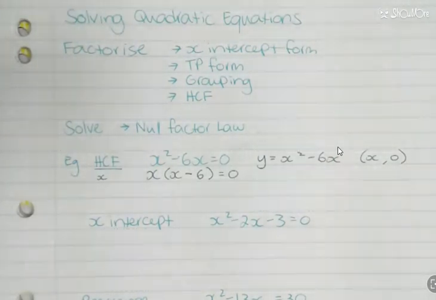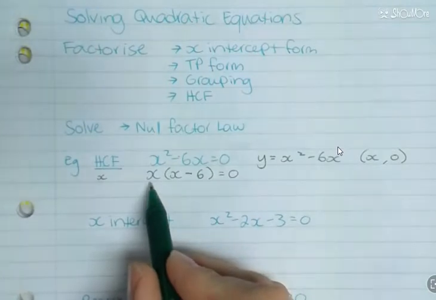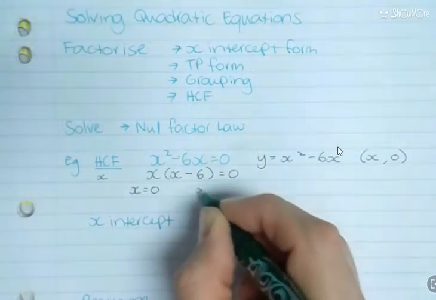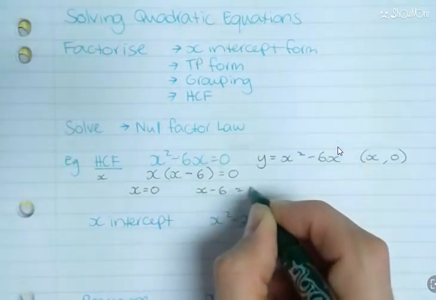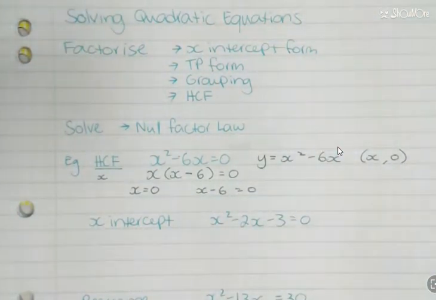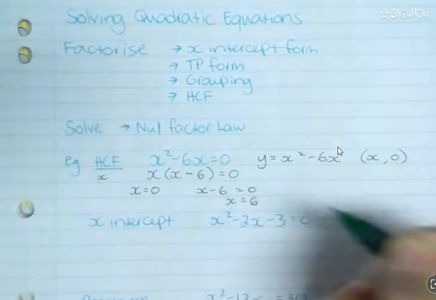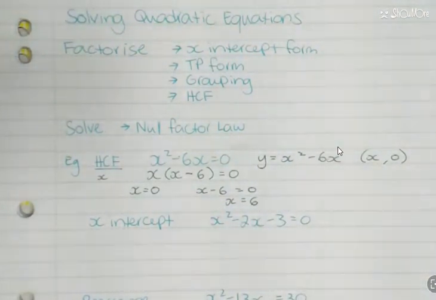After that, this is where the solve part comes in. Each section of that factorised expression has to equal 0. So my first part, my x, has to equal 0. And it also means that x take 6 has to equal 0. Obviously, I'd continue solving that, so I know that x is also equal to 6. So that's the two solutions. They're the two x-intercepts of that particular parabola. It crosses the x-axis at 0 and at 6.